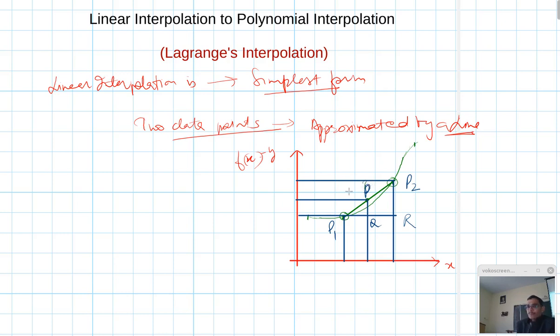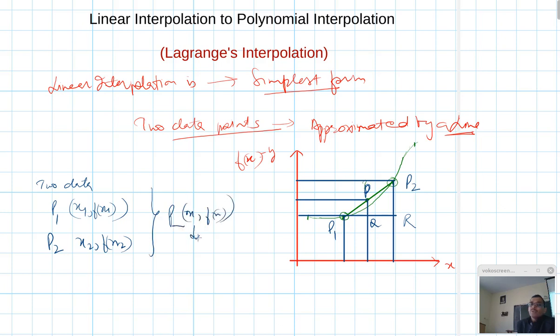So I have been given 2 points, means 2 data points are given to you. What is that? Corresponding to P1, I have x1 and f of x1, and another point which is x2 and f of x2, and there is another point which I have taken, that is x and f of x. It is some unknown value. Means corresponding to the x, I am interested to find out f of x, which is unknown to me.